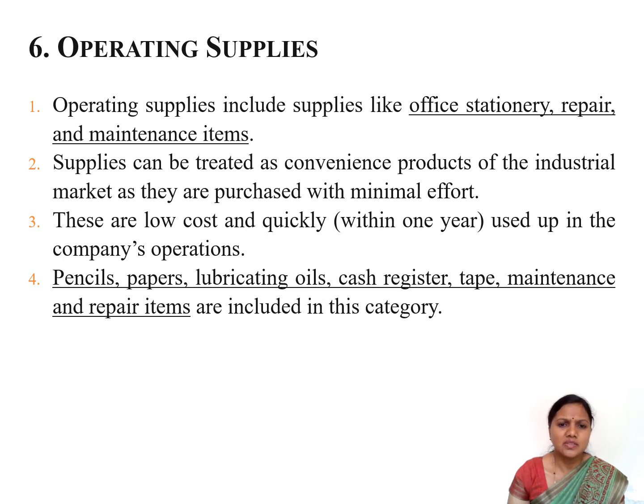These are low cost and quickly used up in the company's operation. So it is not very costly, and as and when it is bought, it will be used. Once it is used, it is over. It will be exhausted. Again he has to bring it next month. For example, pencils, papers, lubricating oils, cash register tapes, maintenance and repairs items, etc. You will be bringing them every month. Once it is used, again the requirement of the quantity will arise. So he will buy again. So it will be bought again and again as and when the requirement arises.